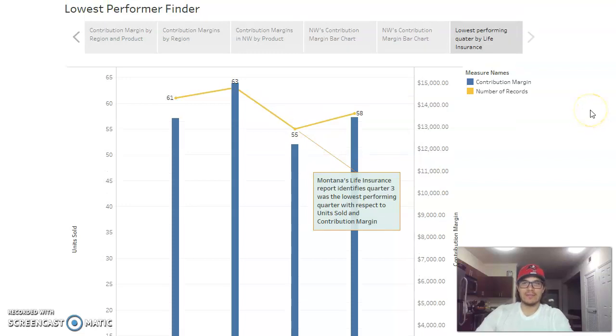First, let me mention that what we're going to be doing is identifying the lowest performer, hence the lowest performer finder.